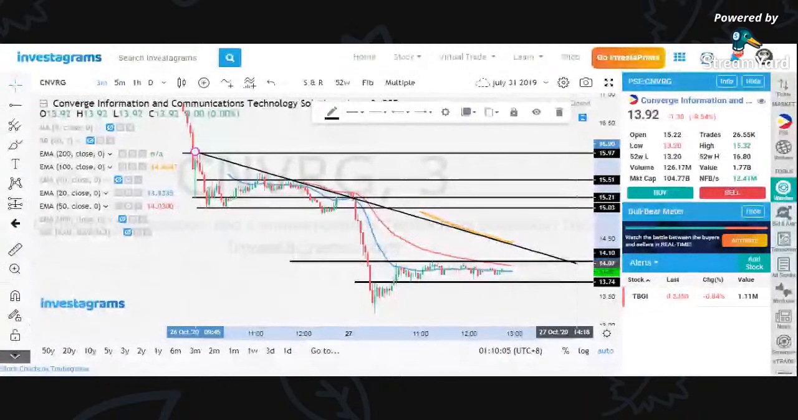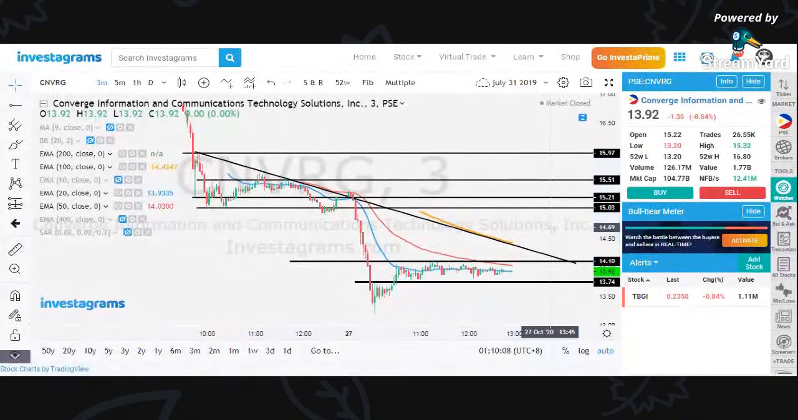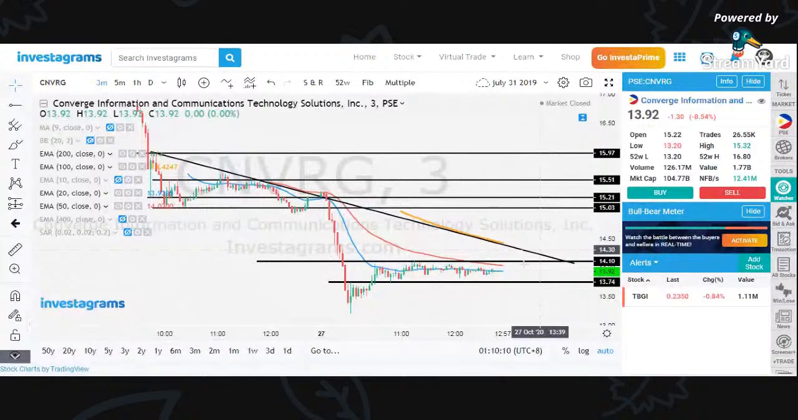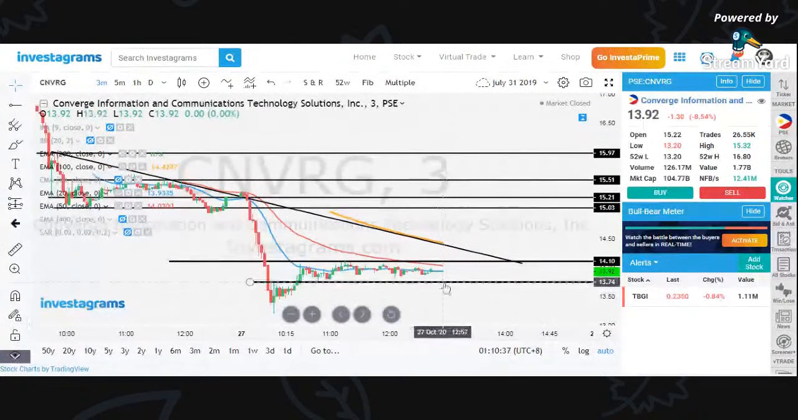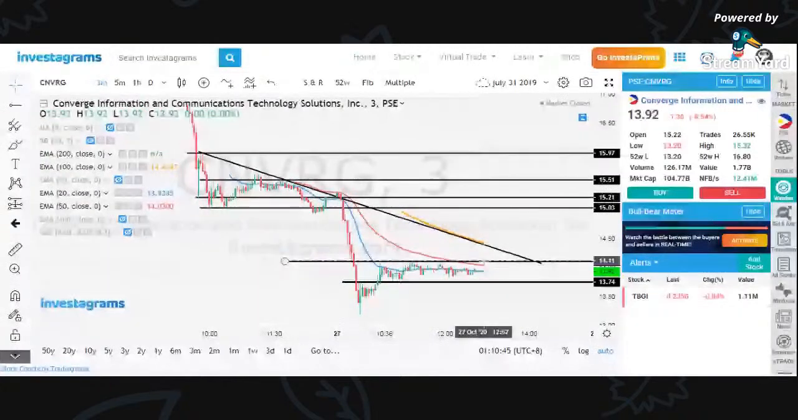So, if ever Converge will break this resistance above this line, and he will stay on this area. We need Converge to break also this incline resistance. So kung pumunta si Converge sa ditong area, so this is good for Converge. But if ever bumalik siya dito, we will see if he will break again this support. Okay? But for me, kung ako yung mag-monitor, I want the Converge to stay on this location.